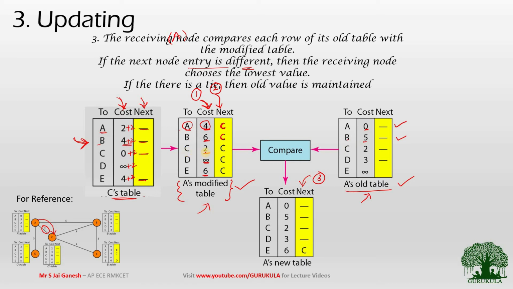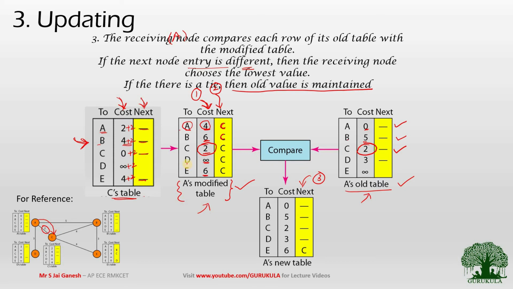And A can reach C with the cost of 2, and there is a tie over here because the cost is equal in both cases. In case you have a tie, then the old value is maintained in the final table. So here we can say that the final value is maintained as this.